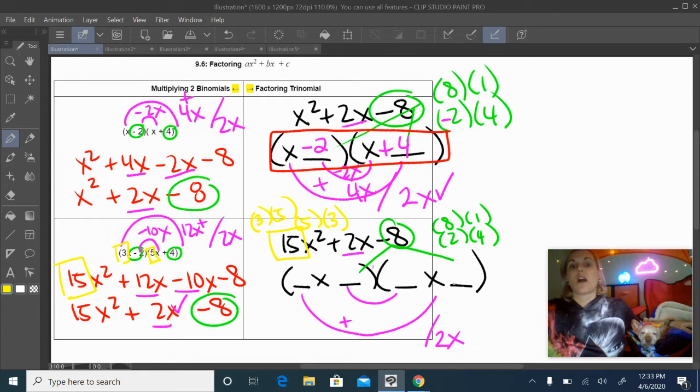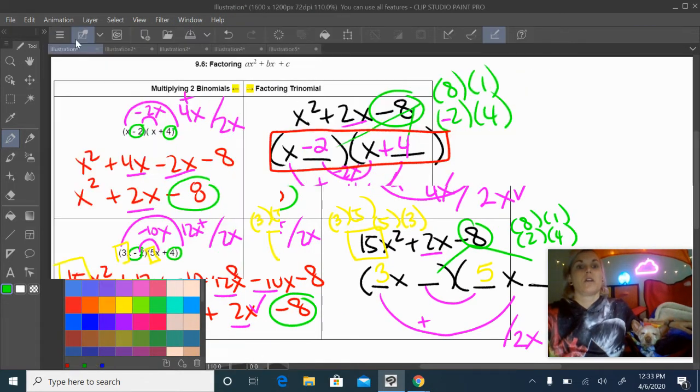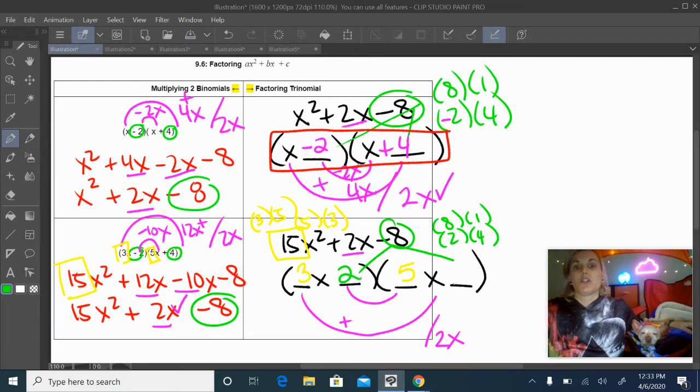Okay, so I'm going to now put in my different combinations. I'm going to try 3 and 5 with, let's say, 2 and 4. Okay, so I need to get my green. All right, so let's just try this. 2 and 4. And again, I'm not putting negatives because I'm really trying to see, do I add or subtract in order to get this 2x? So right now I have 10x.